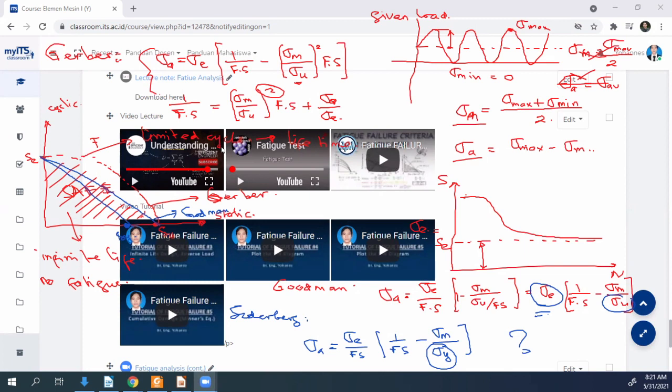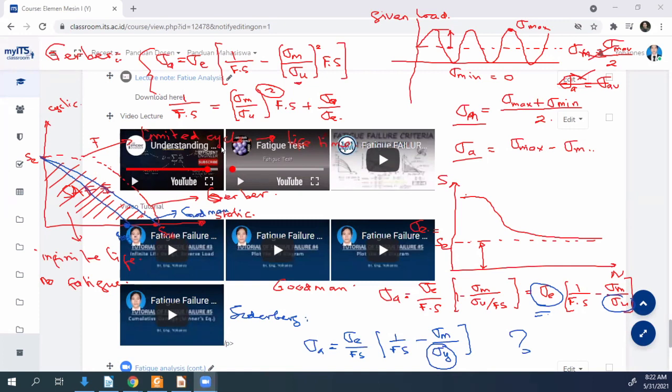So you mean that if the designer doesn't allow plastic deformation, he must use the Soderbergh criteria. Is that what you mean? I think so. Okay. So what kind of material can have plastic deformation? Is it ductile material or brittle material? Ductile. Okay.